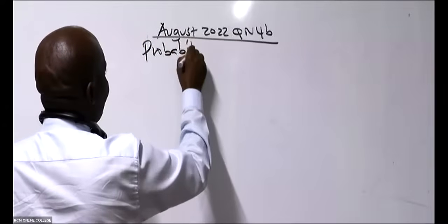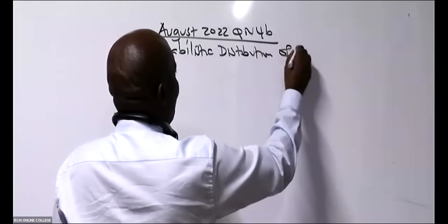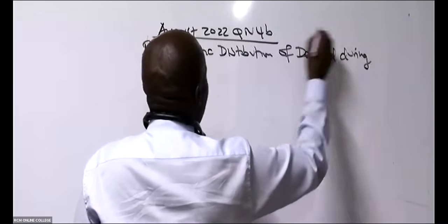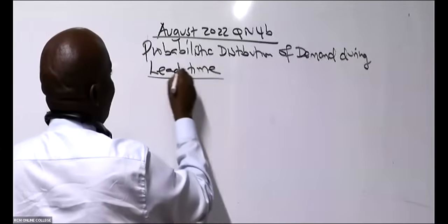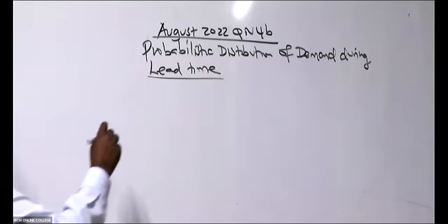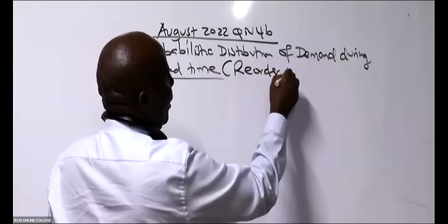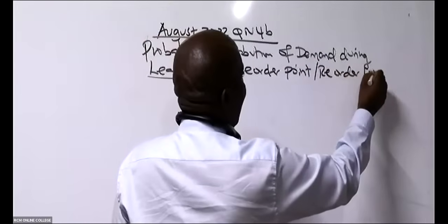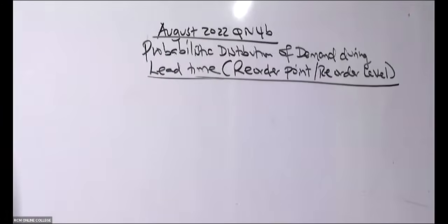The probabilistic distribution of demand during lead time. So this one, of course, has an association with what we call reorder point, or reorder level.